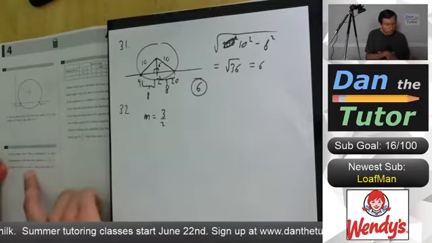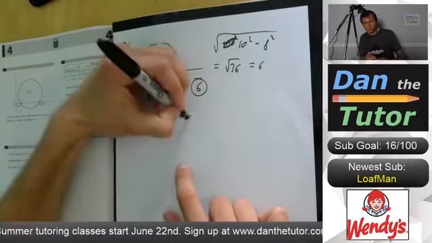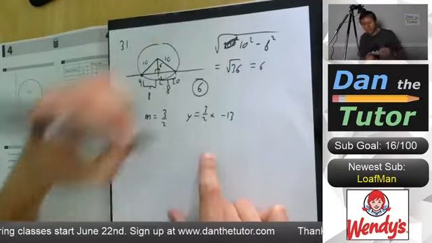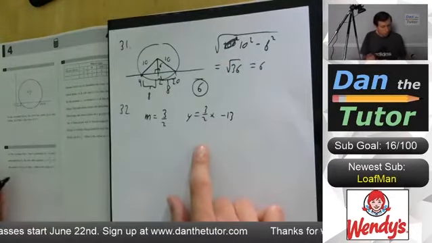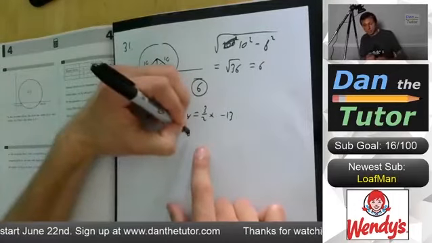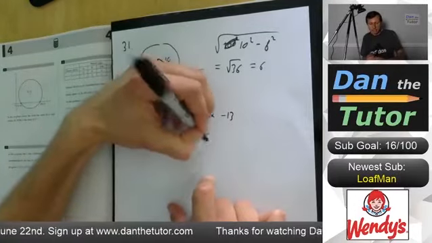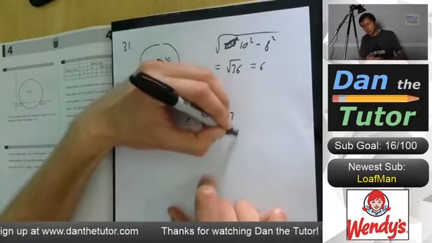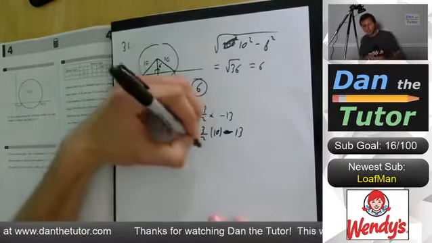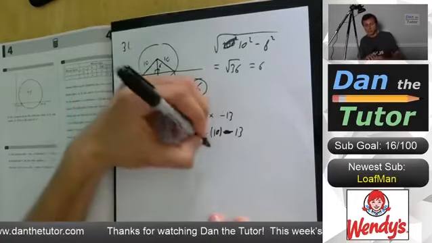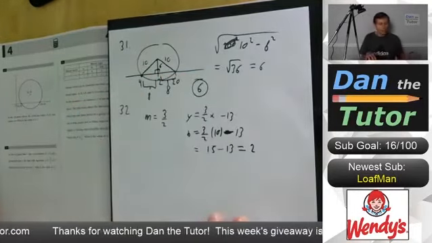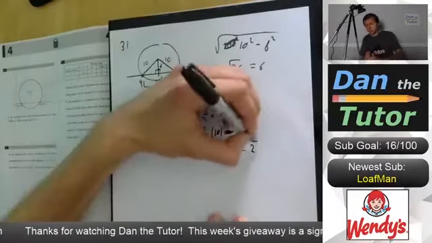We want to know the point (10, b). So we have y equals 3/2 x minus 13, and we have all the points we need. So we can just plug in b equals 3/2 times x, which is 10, minus 13. And that's just going to give us 5 times 3, 15 minus 13 equals 2. 32 is 2.